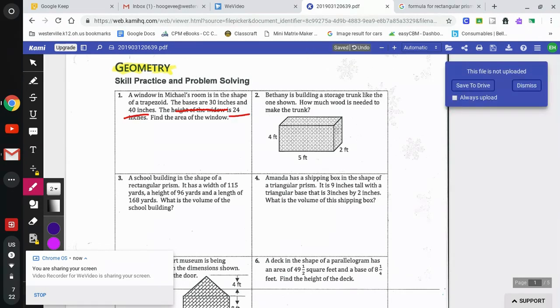So to get you started, you have to remember that your formula is area equals base 1 plus base 2 times the height divided by 2. So you might need some extra room on another sheet of paper to write these out. They give you the two bases are 30 inches and 40 inches. So you're going to have to add 30 plus 40.